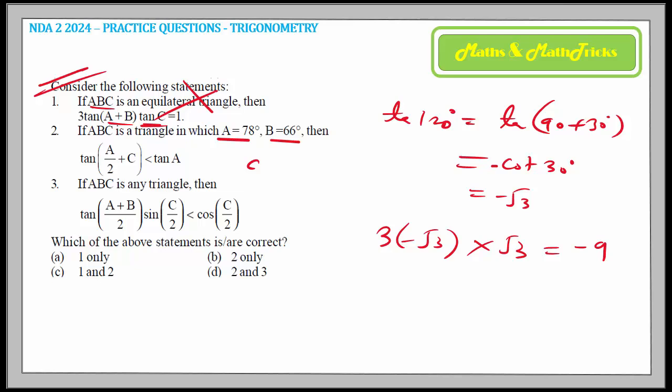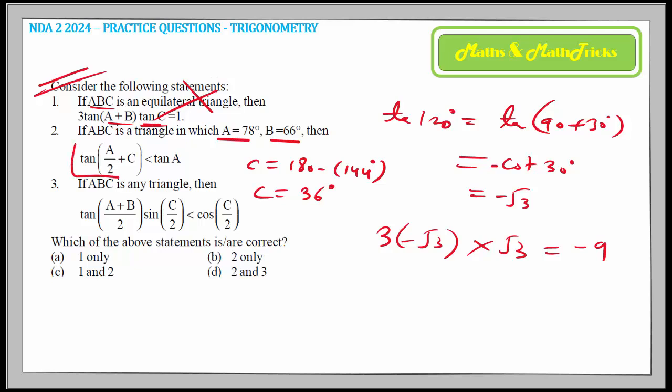So what should we see? The remaining angle is 180 minus the sum of these two. 70 plus 60 is 130, plus 14, which is 144. So you are subtracting 144 degrees out of 180. So what do you remain with there? Yes, tell me. 36 degrees. So C is basically 36 degrees.